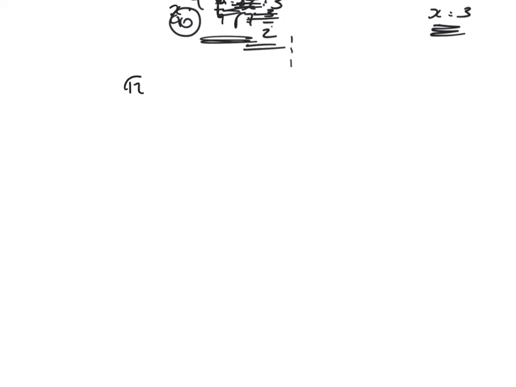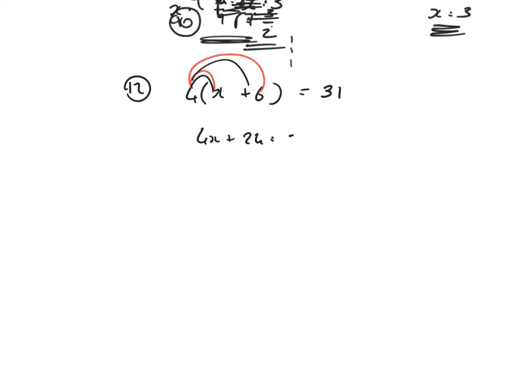Okay, example 12. 4 bracket x plus 6 is equal to 31. Okay, so 4 times x and 4 times 6. 4 lots of x is 4x. 4 lots of 6 is 24. That's equal to 31. That's the letters to the left, numbers to the right. 4x is okay, that should be on the left hand side. 31 is okay, that should be on the right hand side, but 24 should not be there. So how do I get rid of it? I take it away, that eliminates it, but I need to get rid of it from both sides.